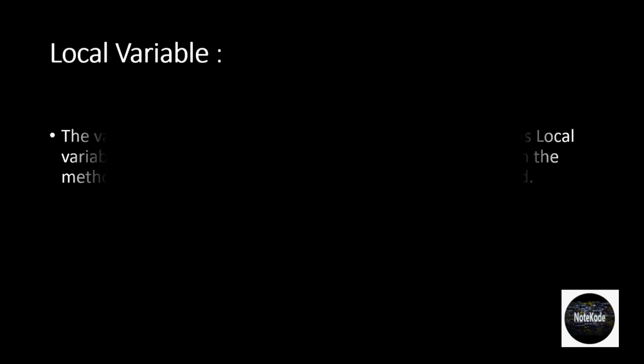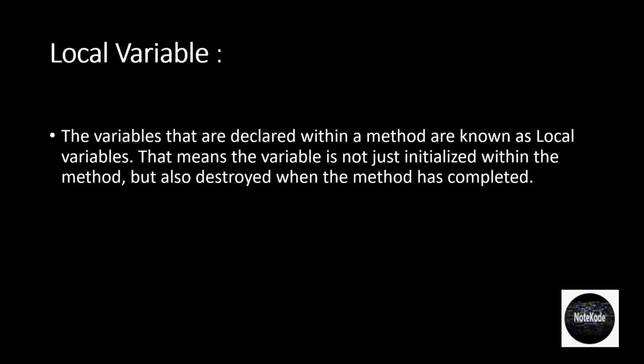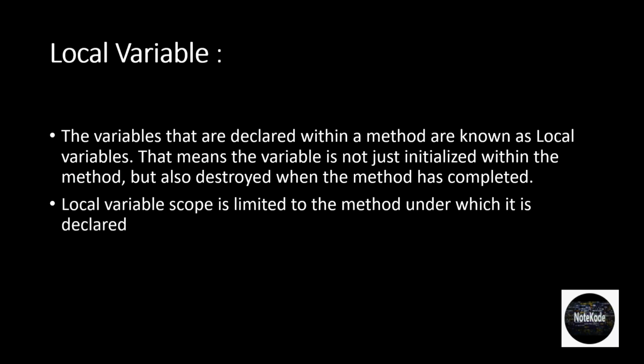What is a local variable? The variables that are declared within a method are known as local variables. That means the variable is not just initialized within the method, but also destroyed when the method has completed. So the local variable will only be created at the time of method creation and will be destroyed within the method itself. Local variable scope is limited to the method under which it is declared. It will be only accessible inside the method, not outside of the method. Third point, stored in a stack. Stack is a kind of memory in the JVM to store local variables.